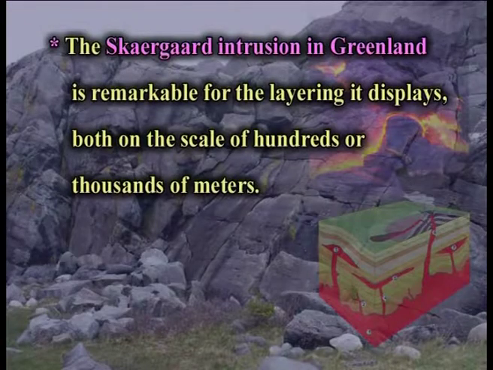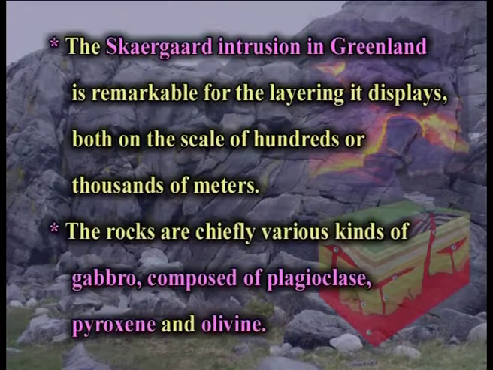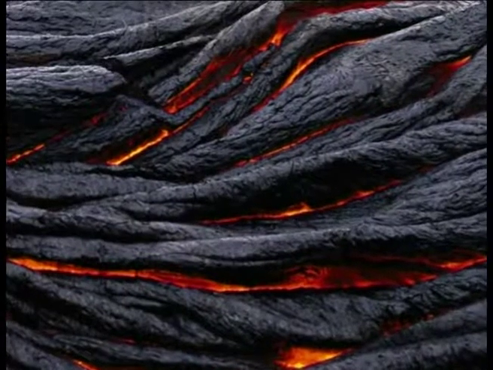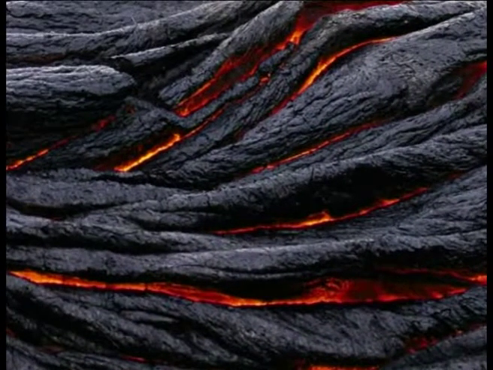The Skaergaard intrusion in Greenland is remarkable for the layering it displays, both on the scale of hundreds of thousands of meters. The rocks are chiefly various kinds of gabbro composed of plagioclase, pyroxene and olivine. The layering, which is inferred to have been originally nearly horizontal, is due to differential settling of minerals under the influence of gravity. Because the contacts converge downward, it has been assumed that the body is shaped like an inverted cone. Whether a laccolith or sill develops when magma spreads along horizontal bedding planes depends upon several factors.